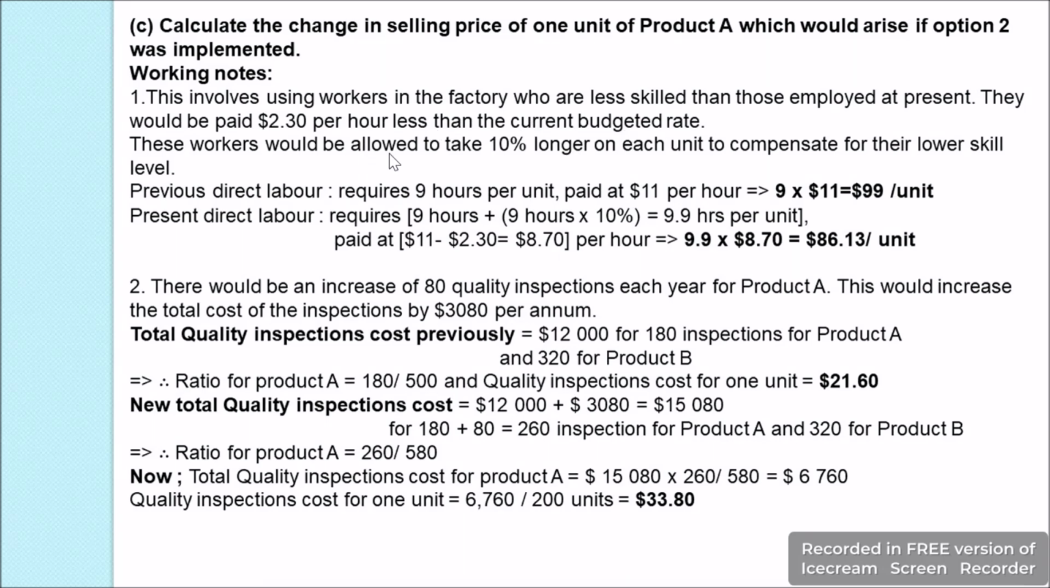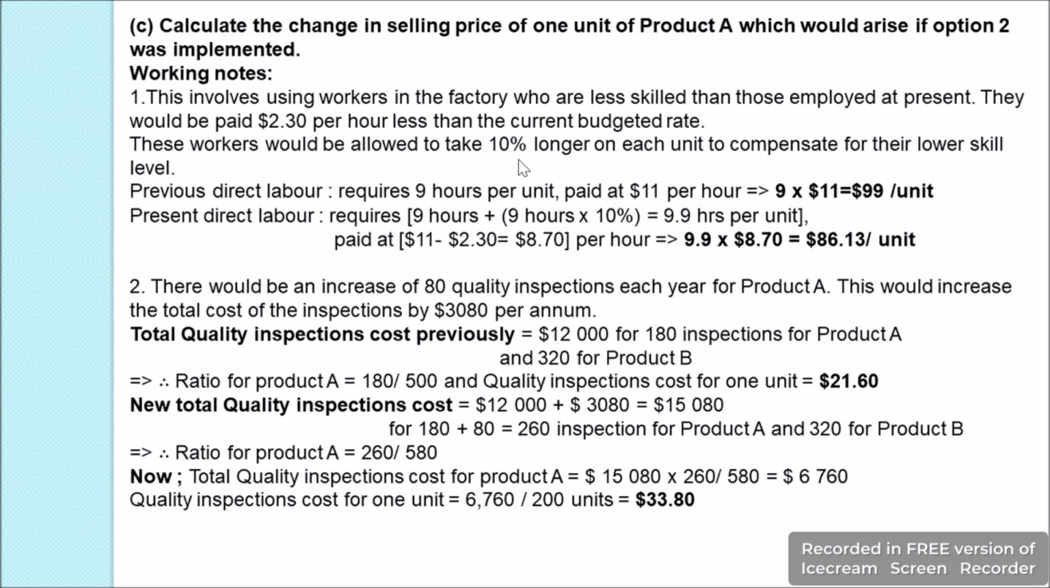These workers would be allowed to take 10% longer on each unit to compensate for their lower skill levels. So previously, before bit A of the question, we have calculated the direct labor. There we have taken 9 hours and the wage rate as $11, and we got the unit direct labor cost as $99.